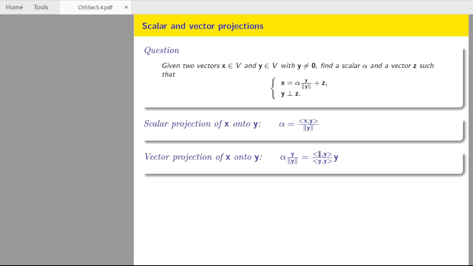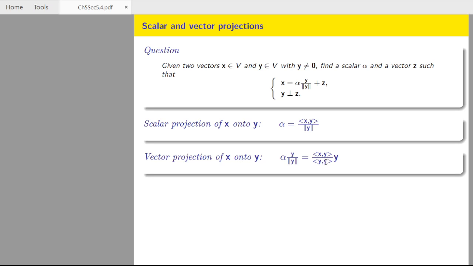So the numerator is the inner product between x and y. The denominator is the inner product between y and itself. Then this quotient is a scalar, because the inner product between x and y is a real number, and the inner product between y and itself is another real number. So this quotient is a real number. Then this scalar times vector y gives us a vector. In this way, we say this is a vector projection. The value here is a vector.